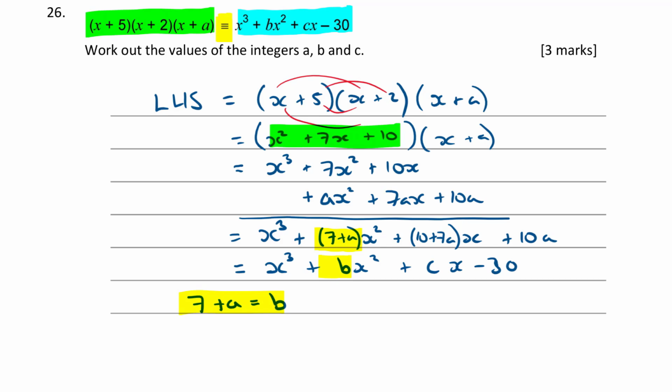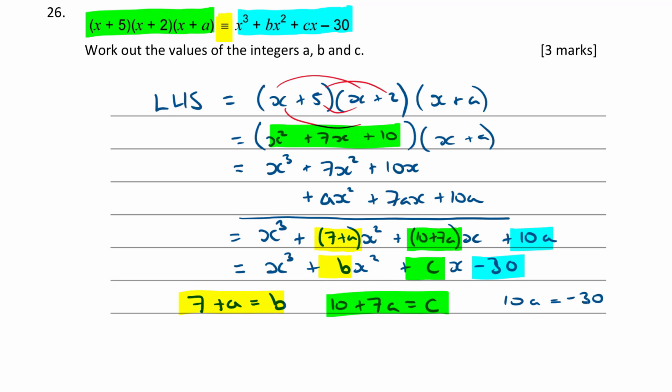I could do the same thing with the x terms. I've got 10 plus 7a there, and I know that's the same thing as c, because that's the coefficient of x in the two expressions. So 10 plus 7a is equal to c. I've got that from the green bits. And then finally, my constants on the end, my 10a and my minus 30, must be equal to each other as well. So 10a equals minus 30. So I've got three equations and three unknowns, a, b, and c.